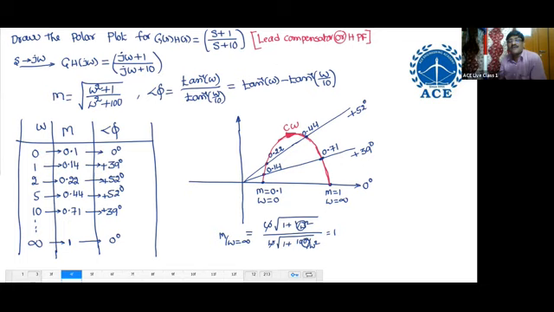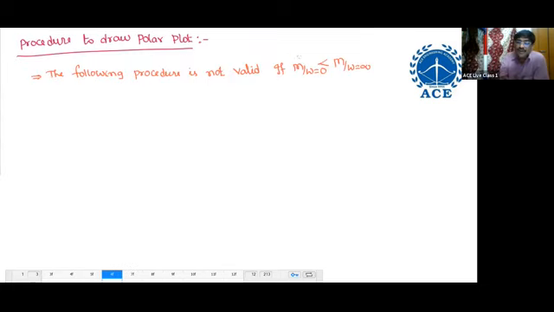Whenever a question comes, how to identify high pass or low pass? Just verify these magnitudes. At omega infinity, if the magnitude is more, it is a high pass filter. This case may occur.